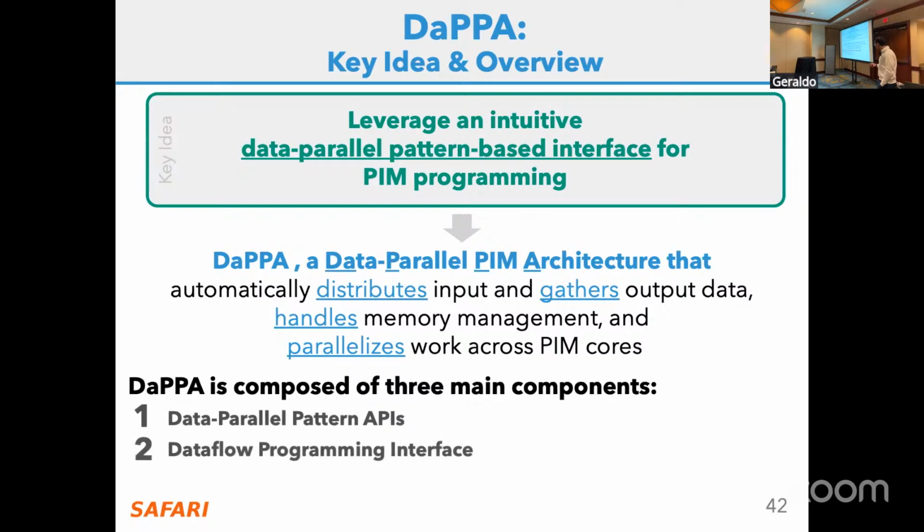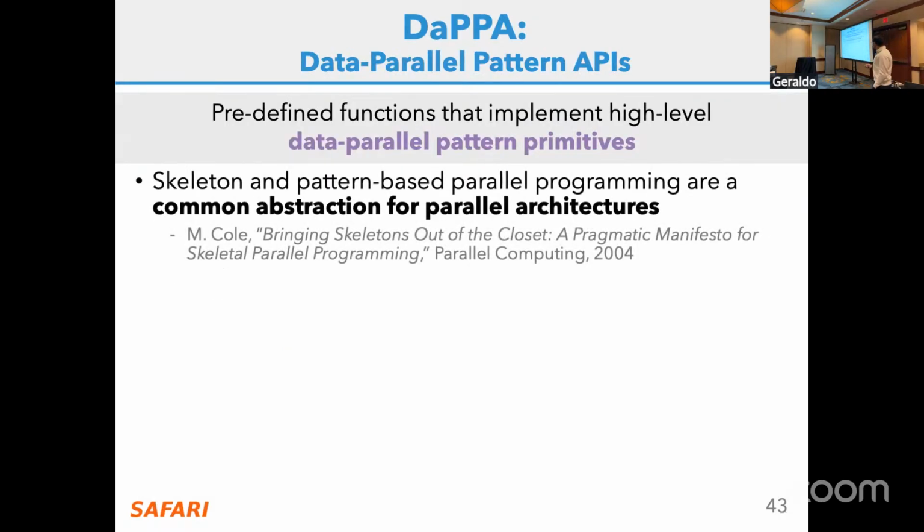So DaPPA is composed of three main components: a collection of data parallel pattern APIs that the user can use to implement the application, a dataflow programming interface that the user uses to operate on top of different input arrays, and then a dynamic template-based compilation. As I mentioned, in DaPPA, we are relying more on data parallel pattern primitives for this MapReduce-like framework. And what you're basically doing is skeleton-based programming.